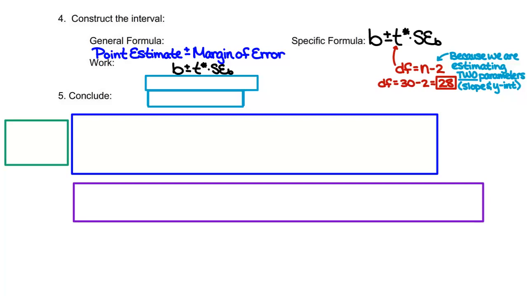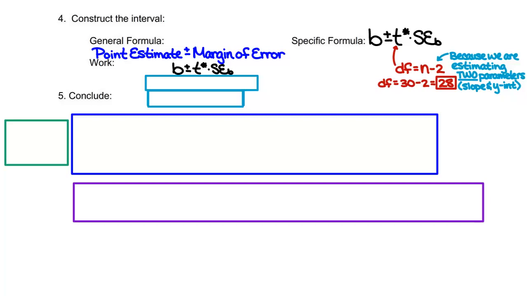Where did we go find SE sub B again? That table. It was the standard error of our slope. Standard error of the slope. It came off that table. It's also printed on your page. That was that 1.33 number.